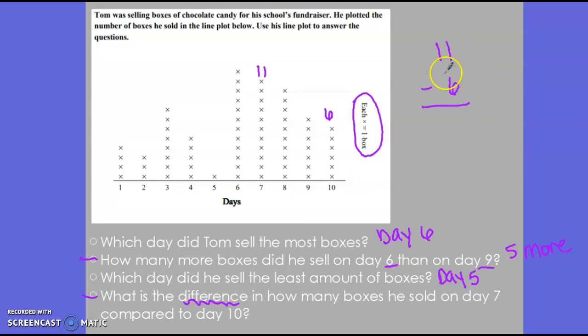Another way I could solve this subtraction is I could count up. I could start at 6 and count to 11. So 6, 7, 8, 9, 10, 11. So that difference would also be 5. So 5 boxes would be the difference.